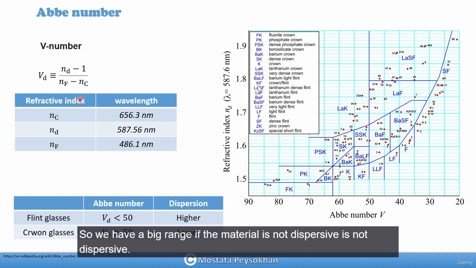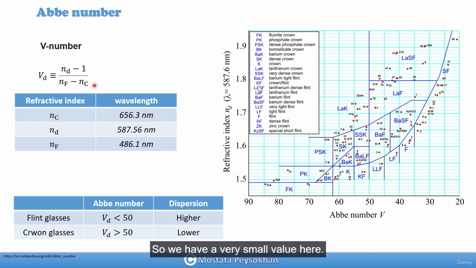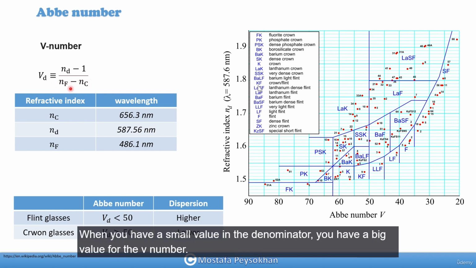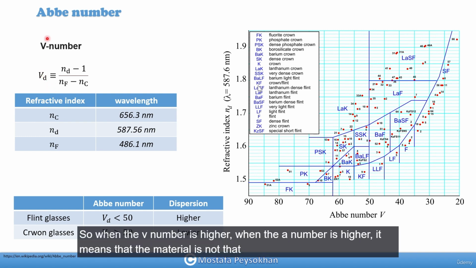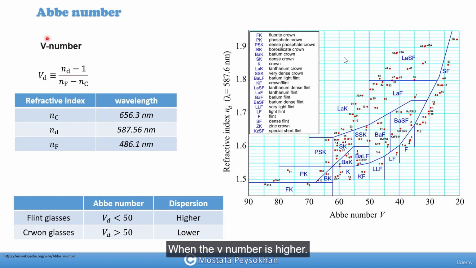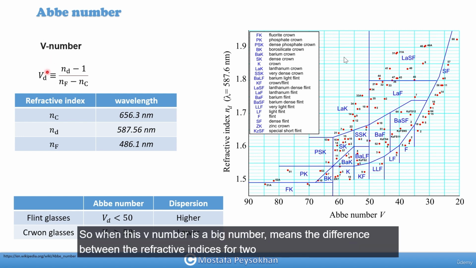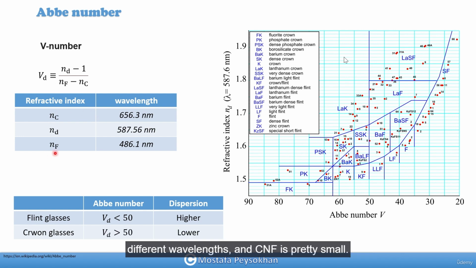If the material is not dispersive, these two refractive indices should be pretty close to each other. So we have a very small value here. When you have a small value in the denominator, you have a big value for the V number. So when the Abbe number is higher, it means that the material is not that dispersive. When the V number is a big number, it means the difference between the refractive indices for two different wavelengths, Nc and Nf, is pretty small.